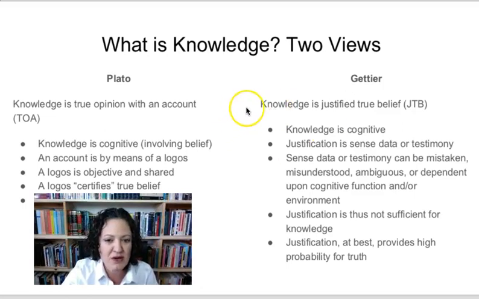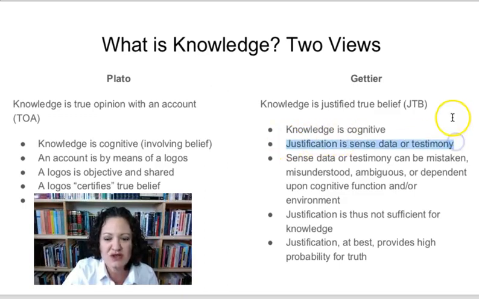He looks at Plato, and he thinks Plato says knowledge is justified true belief. He thinks a true opinion is the same as a true belief, and an account is by justification for Gettier. Now, what is that? He agrees that knowledge is cognitive, and he says that justification is sensory data, or he doesn't say this actually. You have to infer this from his examples. Justification is sensory data or testimony, and testimony is what other people tell you.